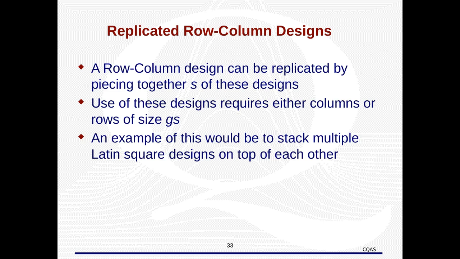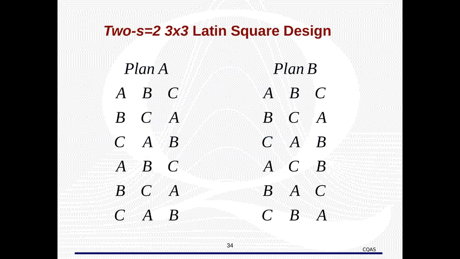Building on our discussion of replicated row-column designs, we now examine a concrete example using 2 replications of a 3x3 Latin square. This configuration provides a practical illustration of how multiple Latin squares can be stacked to create a more robust experimental structure. By replicating the design, we gain increased precision in our estimates while maintaining the orthogonal balance that makes Latin squares so valuable.